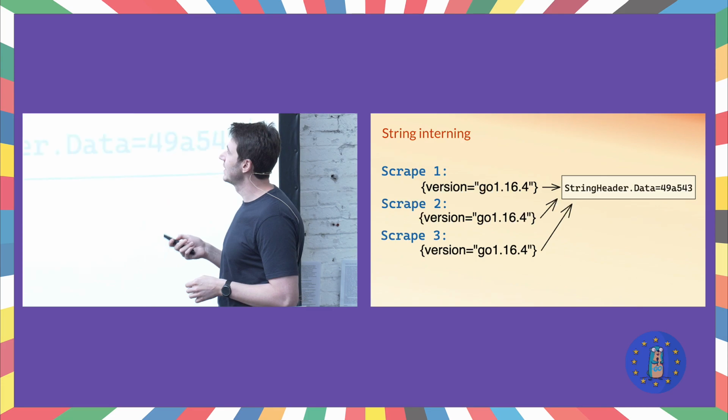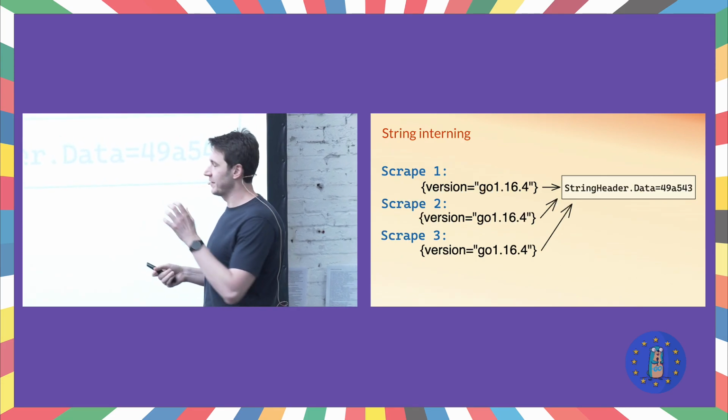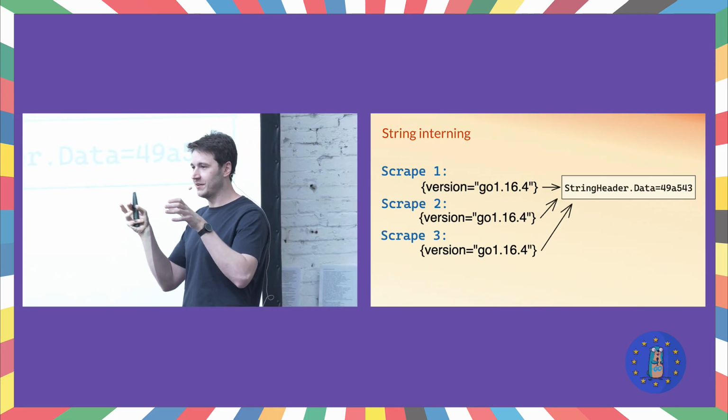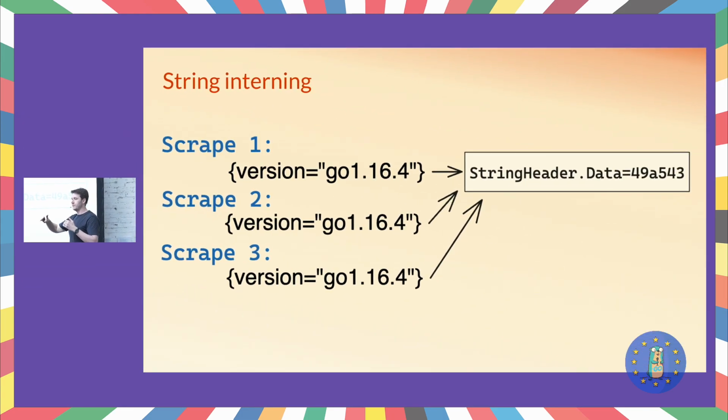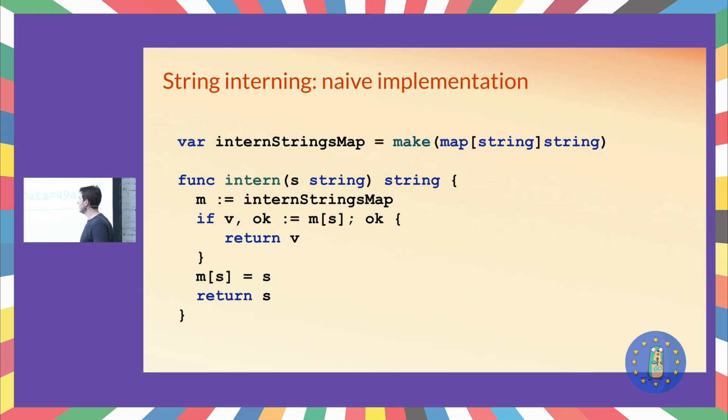And this is called string interning, when we allocate a new object for a unique string only once, and all subsequent scrapes or scrapes for other targets will only refer to it. And this approach helps us to save some memory during scraping.